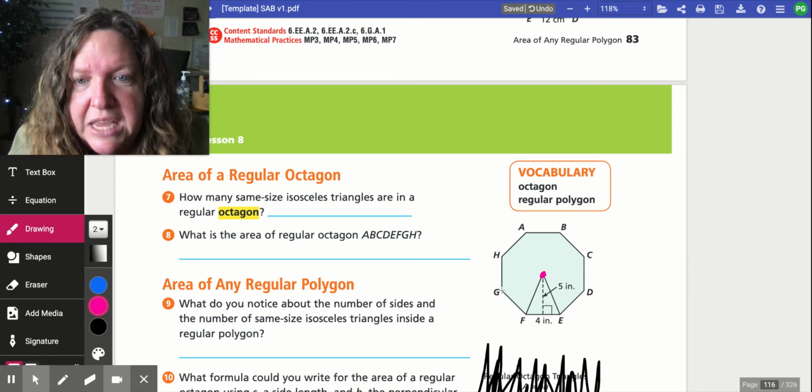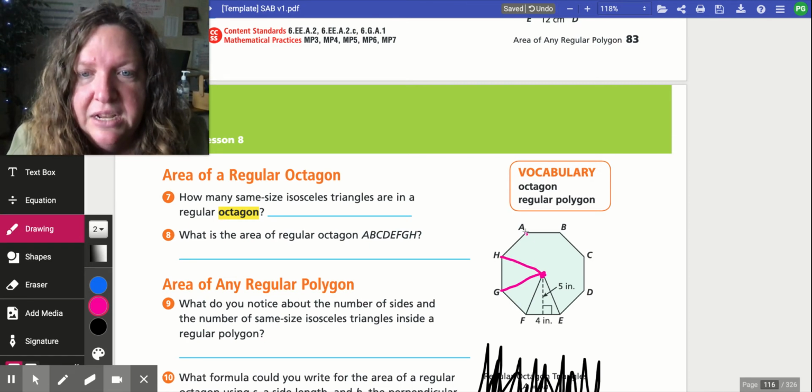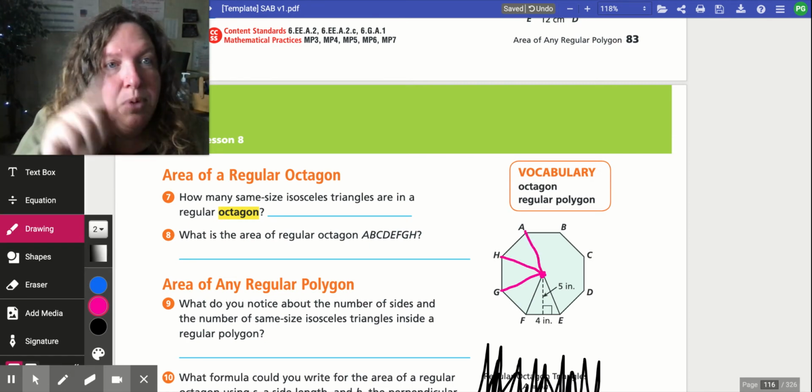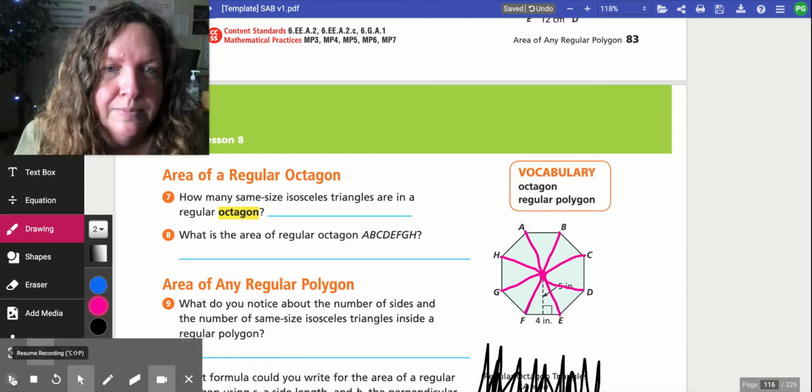And then take every corner and draw a line straight in. Go to the next corner, draw a line straight in. Go to the next corner, draw a line straight in. Pause and do that. Do the whole thing and then come back.